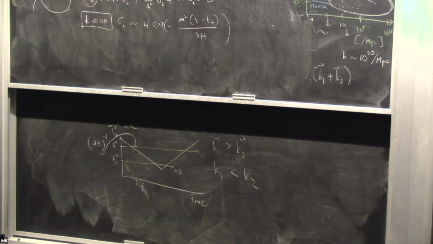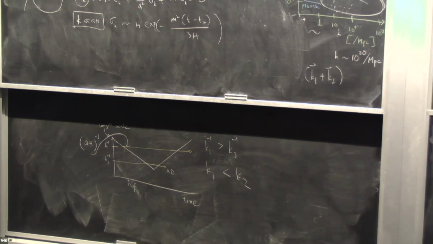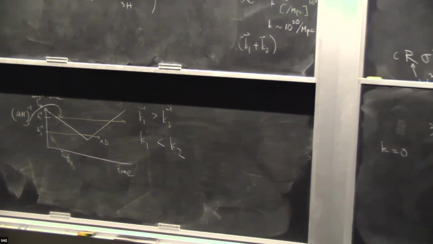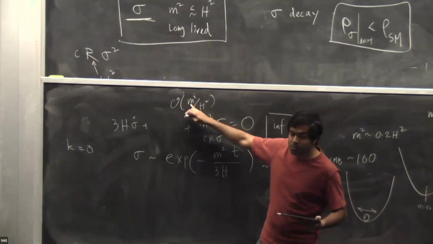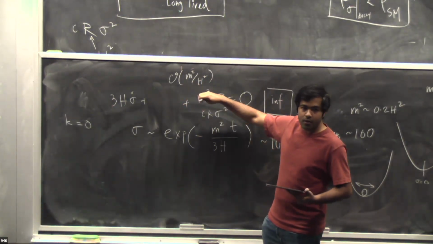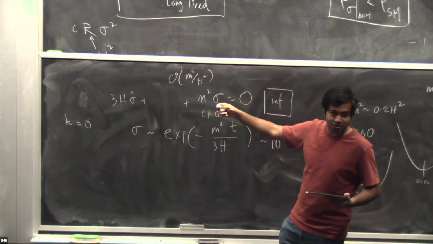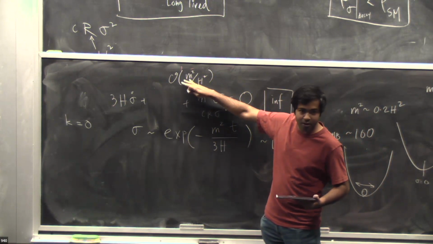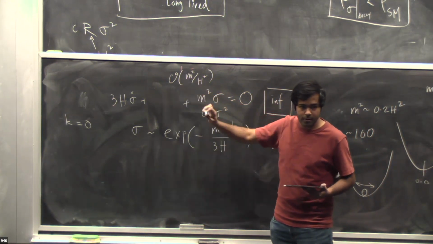Don't you have to fine tune m to H? Yeah, there is some window for sure. If m is too small compared to H, you expect a flattish spectrum. And if it's too large, you expect nothing. That's true, you have to have some window around Hubble.